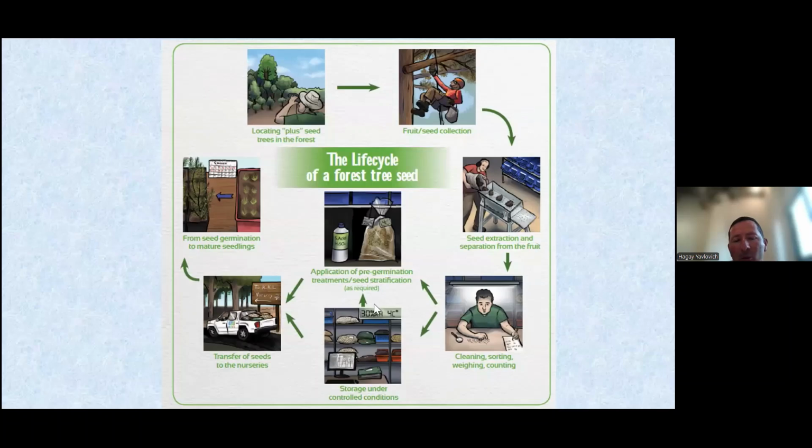And sometimes we take the seeds straight from the counting or from the storage room and make a pre-germination treatment and send them to the nursery. And this is the life cycle of the forest seed, and this summarizes most of the presentation.